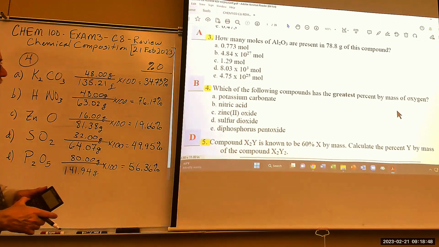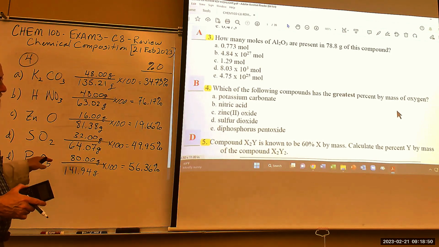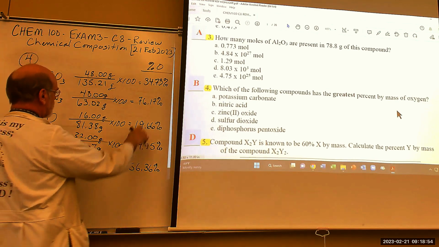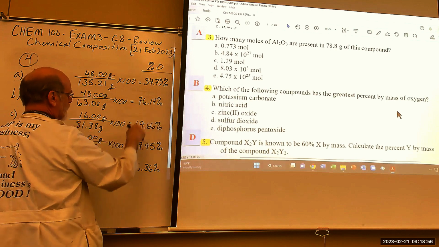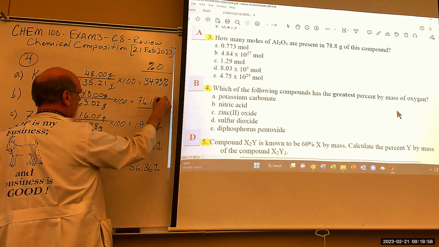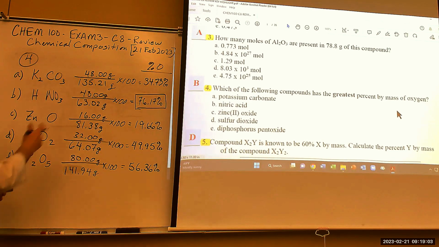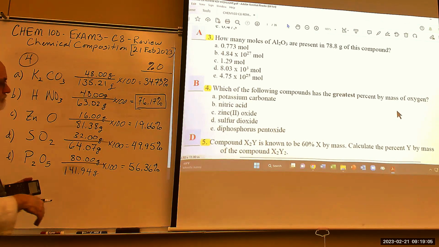Okay. So now we can answer the question. Which one has the greatest percent by mass of oxygen? It's this one right here, nitric acid. Okay. That's what you have to do to answer the question.